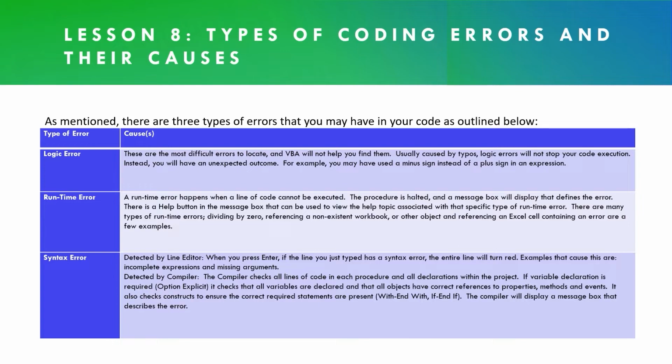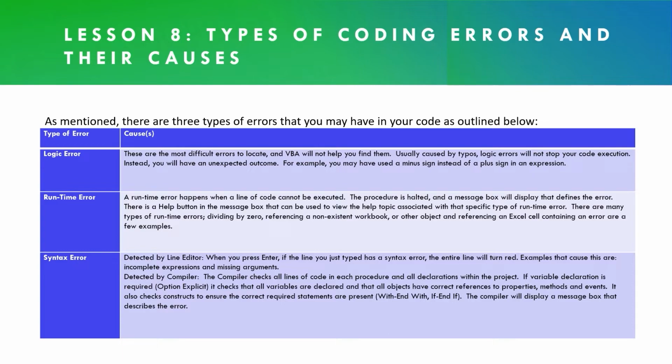The 3 types of errors are logic, runtime, and syntax. Logic errors are the most difficult ones to locate, and Visual Basic for Applications will give you no help in finding them. These are usually caused by typos. Logic errors will not stop your code execution. Instead, you will have an unexpected outcome. For example, you may have used a minus sign instead of a plus sign in an expression. So you'll get a result, it'll just be the wrong result.